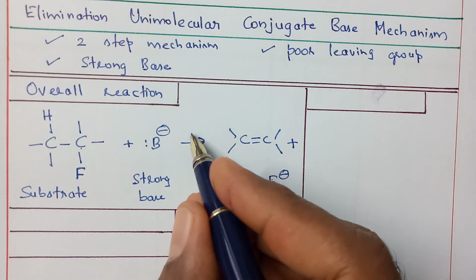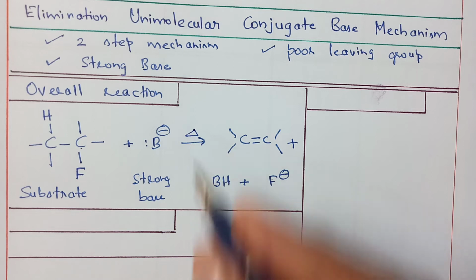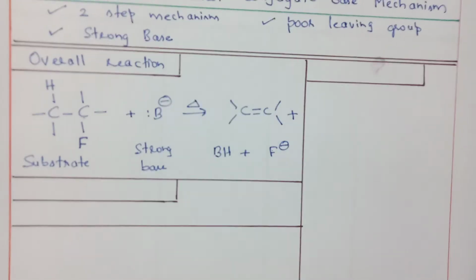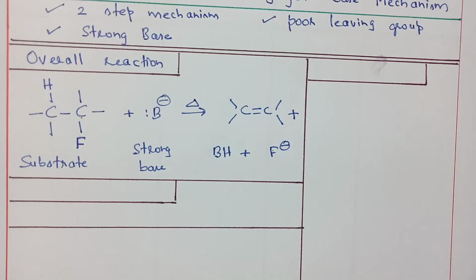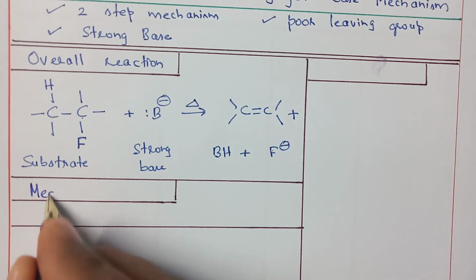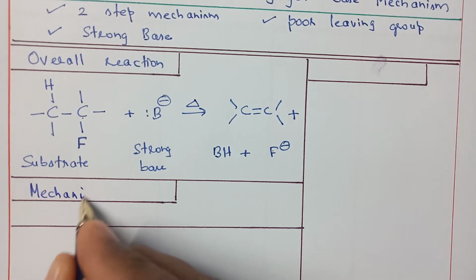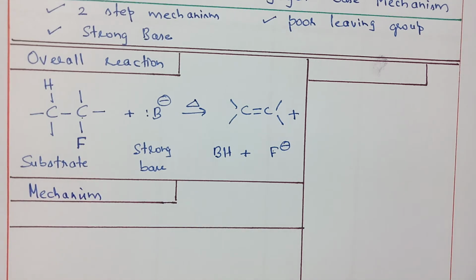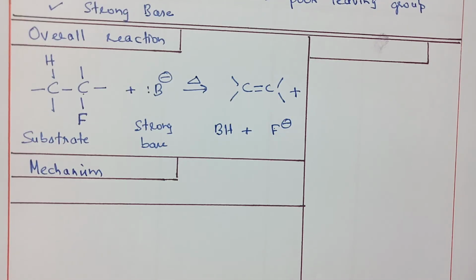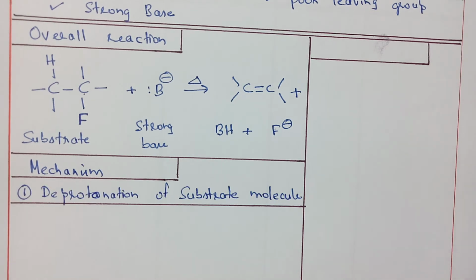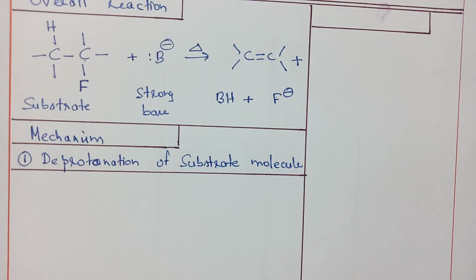Here we have to use the high temperature condition. This reaction occurs at elevated temperature. Now let us learn the mechanism. As I said, the mechanism is of two steps. The first step is deprotonation of the substrate molecule. Deprotonation means removal of a proton.